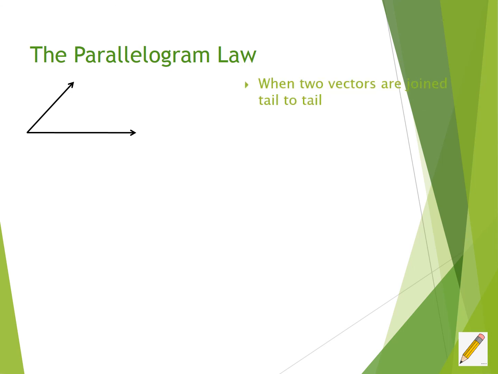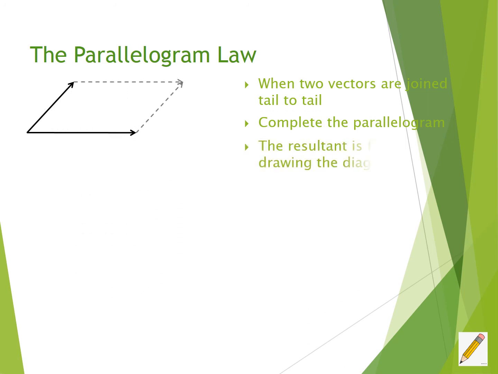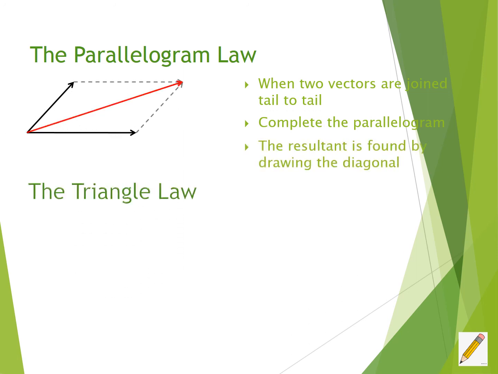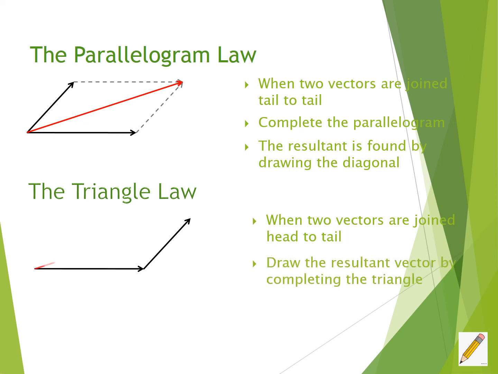Next, the parallelogram law. When two vectors are joined tail to tail, complete the parallelogram. The resultant is found by drawing the diagonal. The triangle law. When two vectors are joined head to tail, draw the resultant vector by completing the triangle.